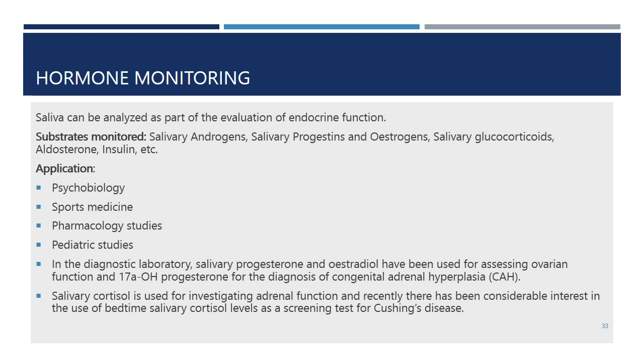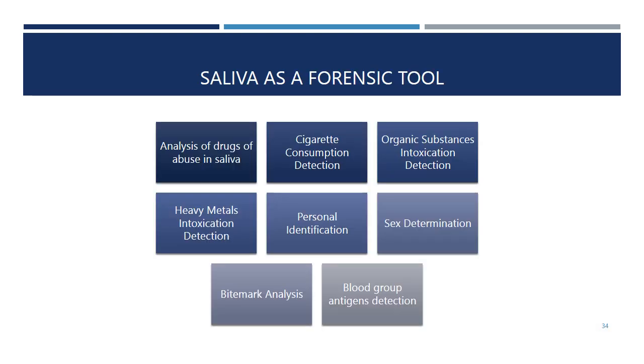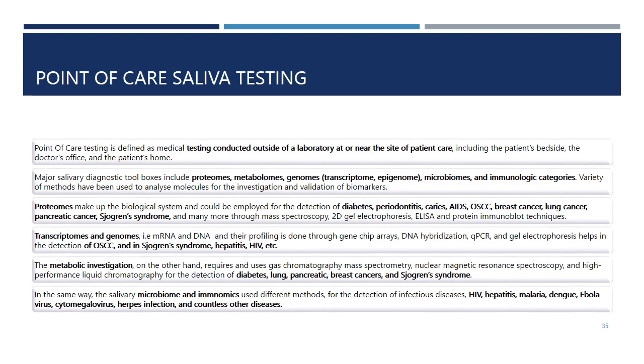Salivary cortisol is used to investigate adrenal function, and recently there has been considerable interest in the use of bedtime salivary cortisol levels as a screening test for Cushing's disease. Saliva as a forensic tool. Saliva can be used for analysis of drugs of abuse, cigarette consumption detection, organic substance and heavy metal intoxication detection, personal identification, sex determination, bite mark analysis, and blood group antigen detection.